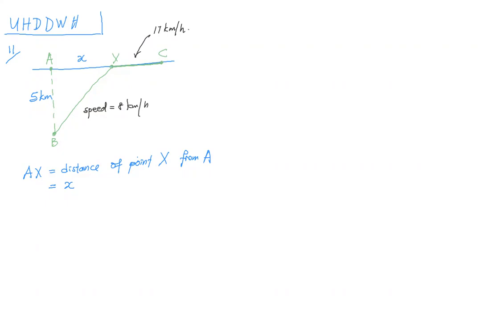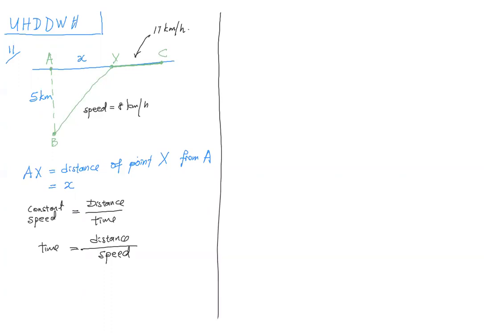So in this question, you must have this concept, constant speed. This can only be used when the speed is constant. Constant speed equals distance traveled over time. So that means time taken will be distance divided by speed. So this is the formula that you should know. Okay. So now we want to do part A.